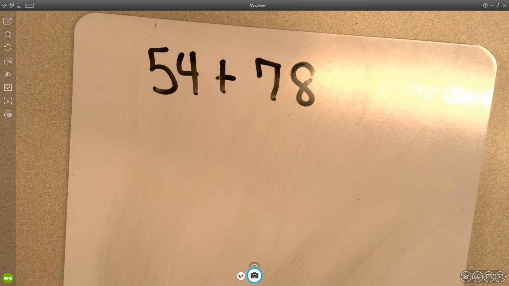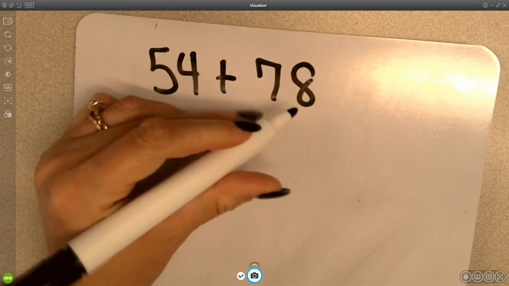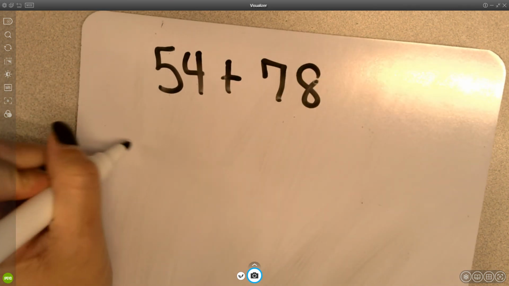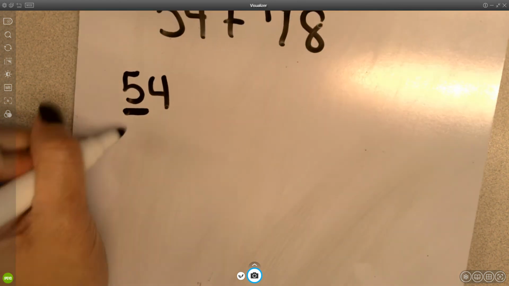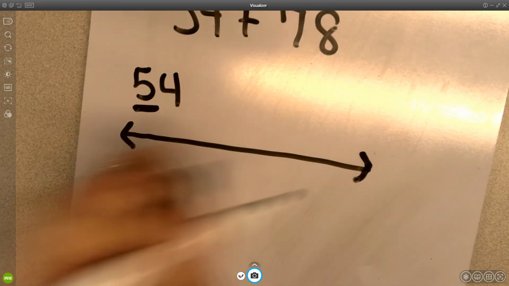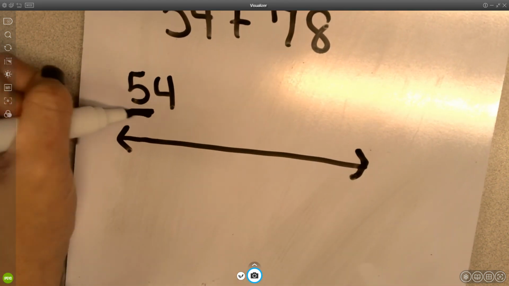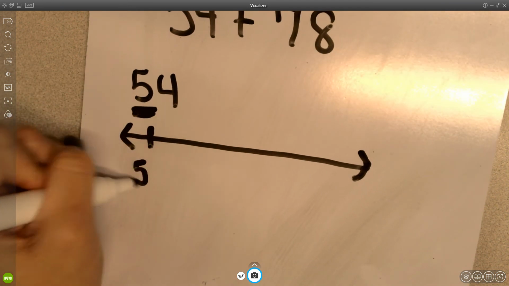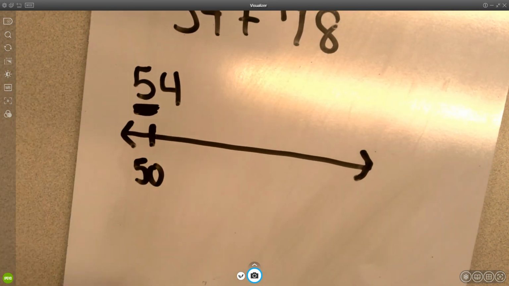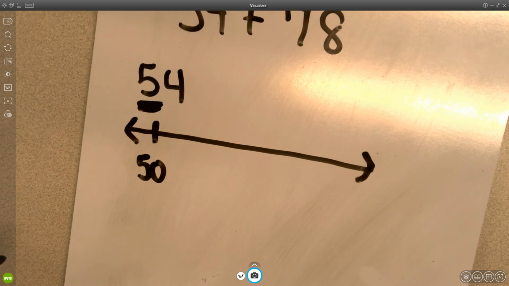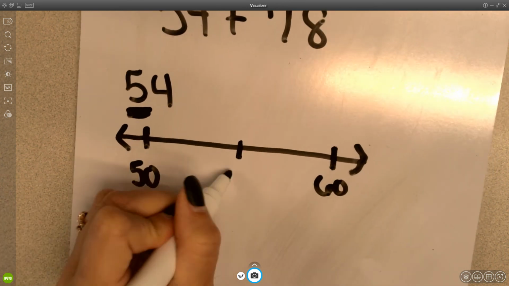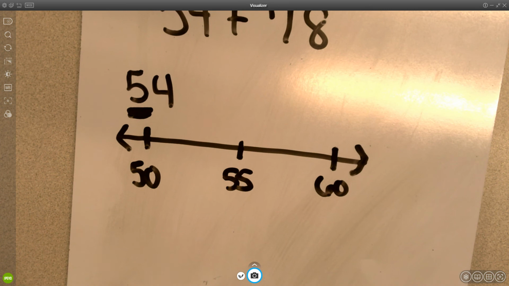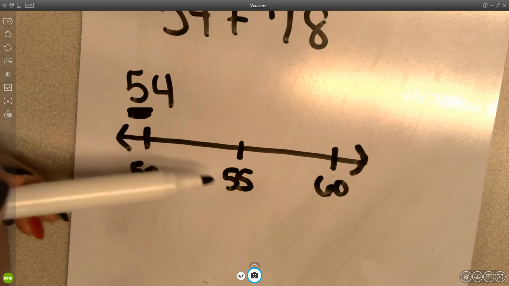Okay, our next problem that we're going to round to the nearest 10 or estimate is 54 plus 78. So I'm going to round 54 to the nearest 10, which is the 5 column, and I'm going to draw my number line out. I start with the 10 that I already have, that is 50, and then I count up to the next 10. 10, 20, 30, 40, 50, 60 is the next 10. Right in the middle goes 55. So my middle number is going to be 55.